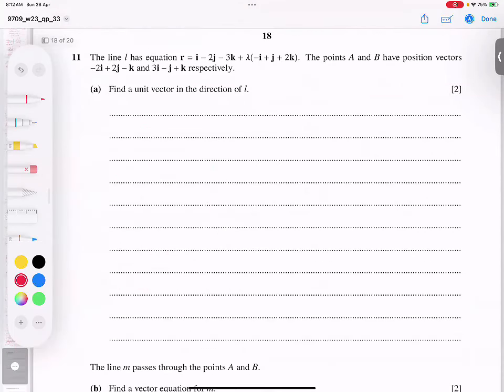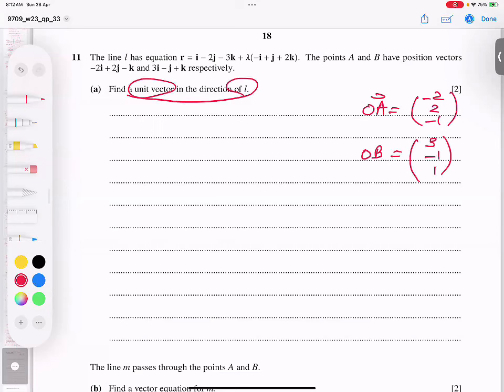Number 11 question. He's saying this is a line with a given equation, and A and B have position vectors. So OA given by him is 2, 2, -1. And OB given by him is 3, -1, 1. Find a unit vector in the direction of L. The direction of L is this, I call it b as a direction: -1, 1, and 2.